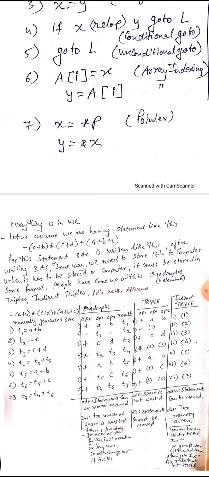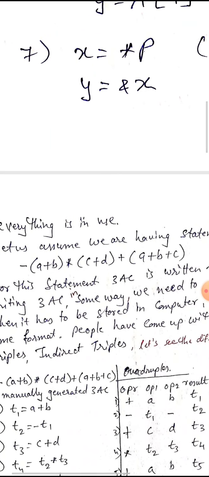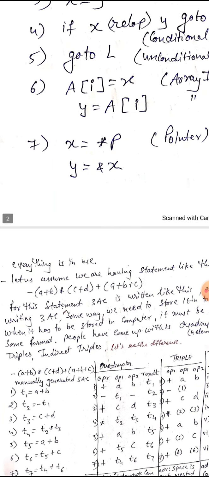Let us assume we are having a statement like this: minus a plus b, into bracket c plus d, plus bracket a plus b plus c. Now for this statement, 3 address code is written like this. After writing the 3 address code, in some way we need to store it inside the computer. When it has to be stored in the computer, it must be stored in some format, and people have come up with various ways in which data could be stored. They are quadruples, wherein there are 4 elements, then triples, then indirect triples. Let us see the difference of each of these.